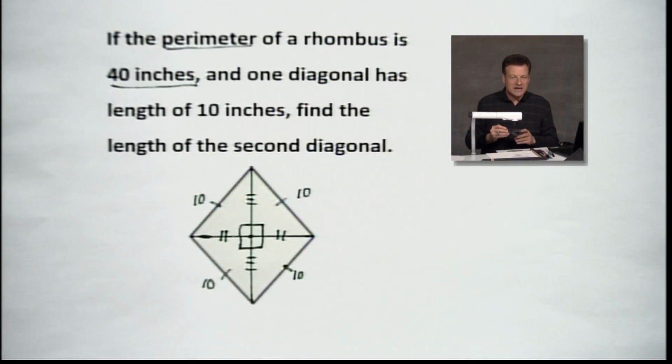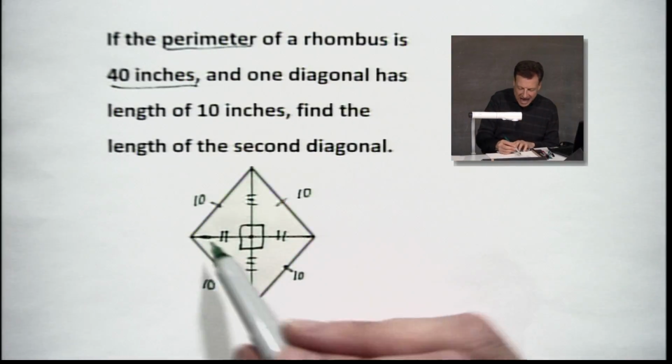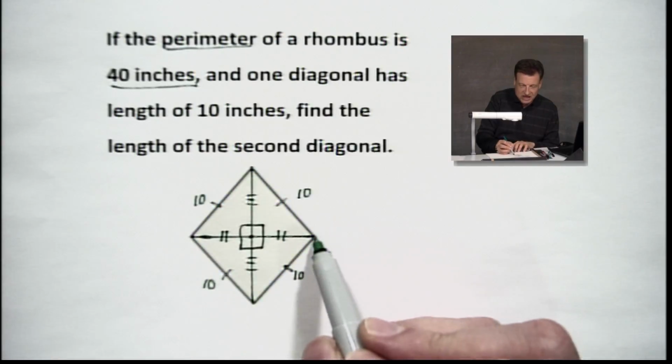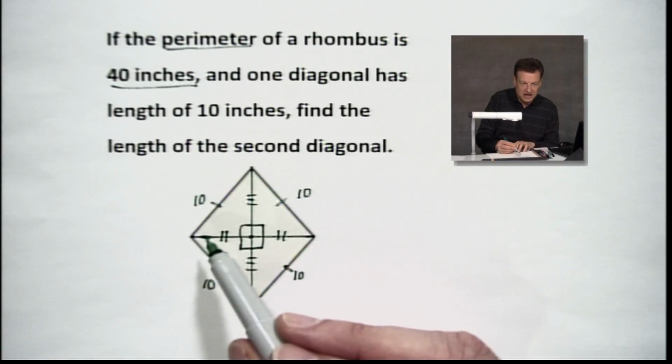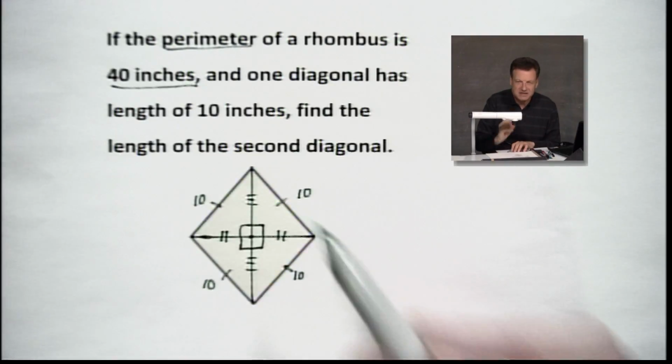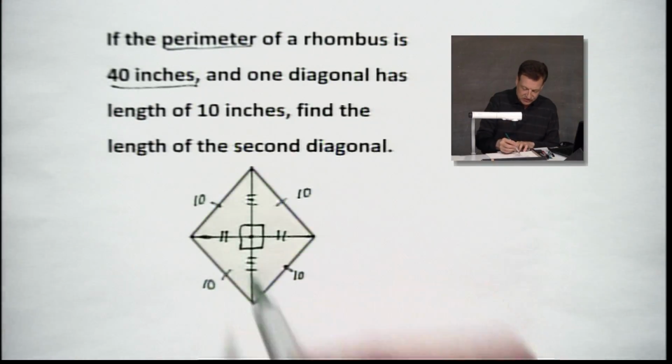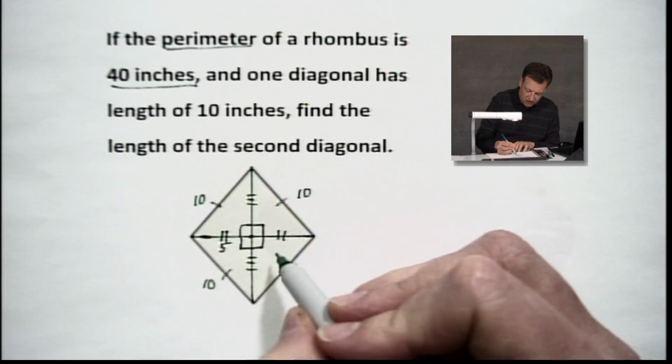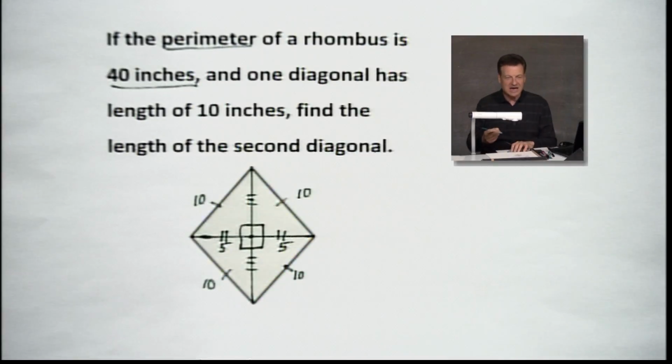Now, one diagonal has length of 10. Now, folks, diagonal goes from vertex to vertex. So that crosses the whole thing. So it's not 10 and 10 here. That wouldn't work anyway. Your hypotenuse has to be the longest side. So this is going to be split and go 5 and 5.